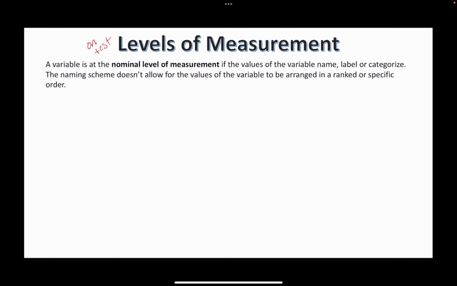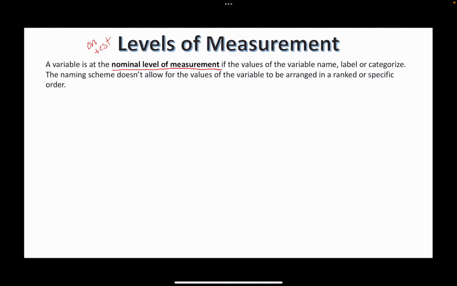All right, first thing. The nominal level of measurement. This is categorical, not quantitative. The first two levels of measurement are going to be categorical. So these are categorical variables that do not have a specific order. They're not ordered at all.